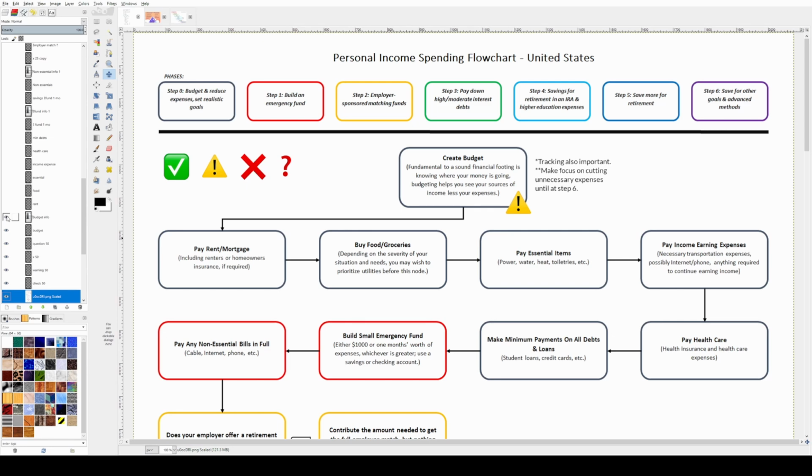Whether you use an app or just manually track your expenses, this can make sure you're staying on track when following this process. It'll also help you focus on cutting unnecessary expenses, which is particularly important the earlier you are in this flowchart. Moving through the flowchart, the next steps are to pay essential expenses in this order.